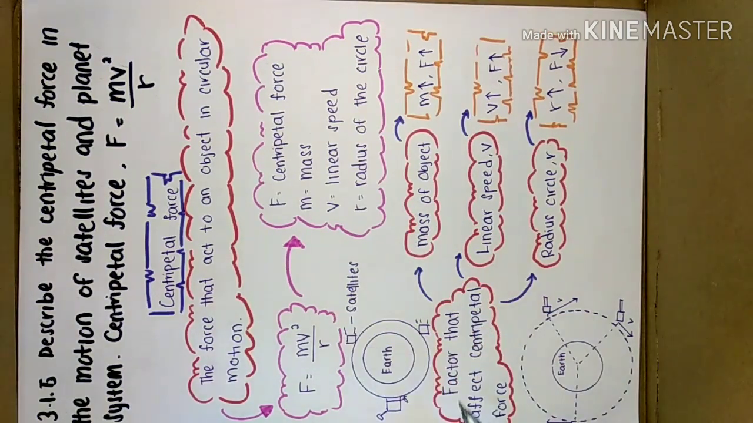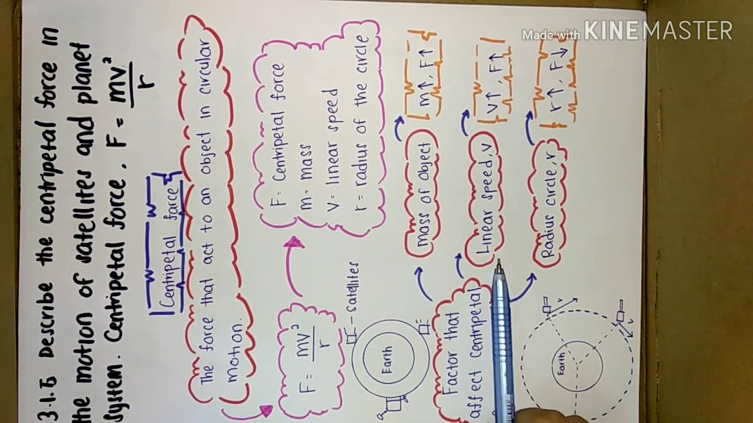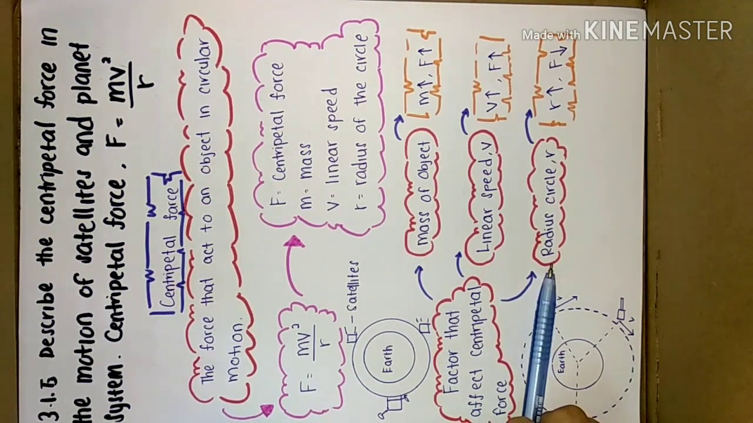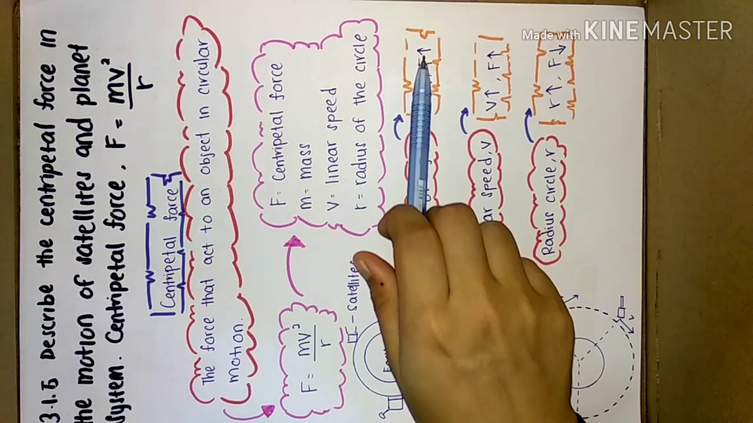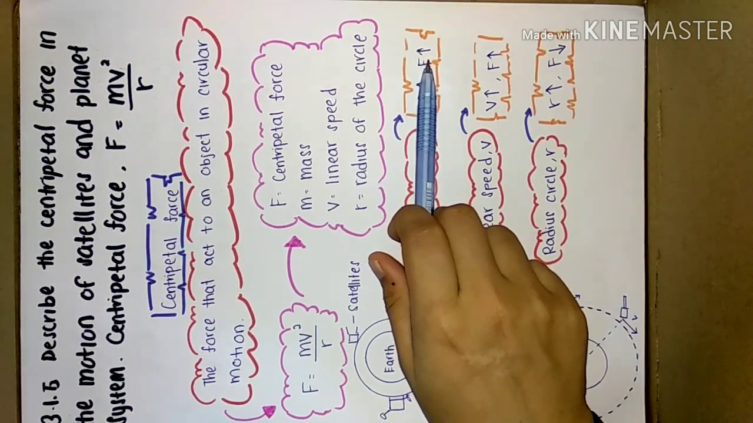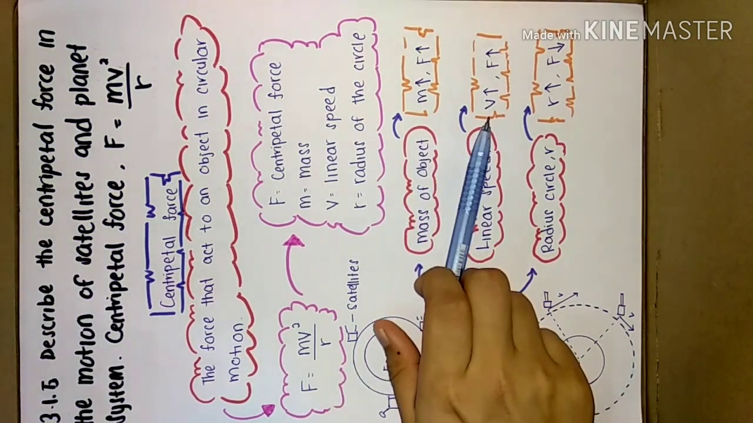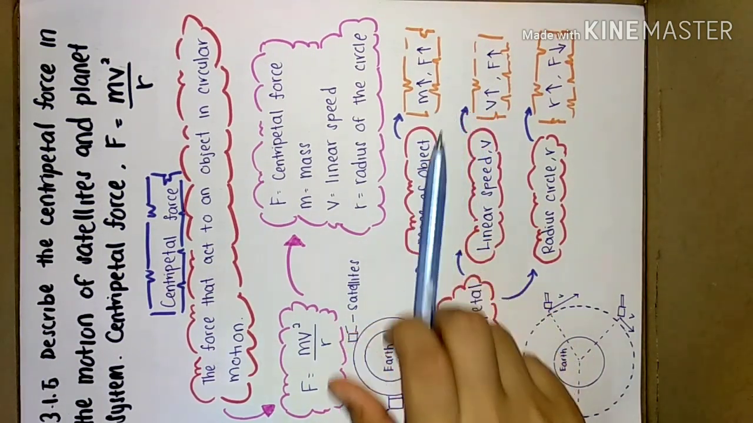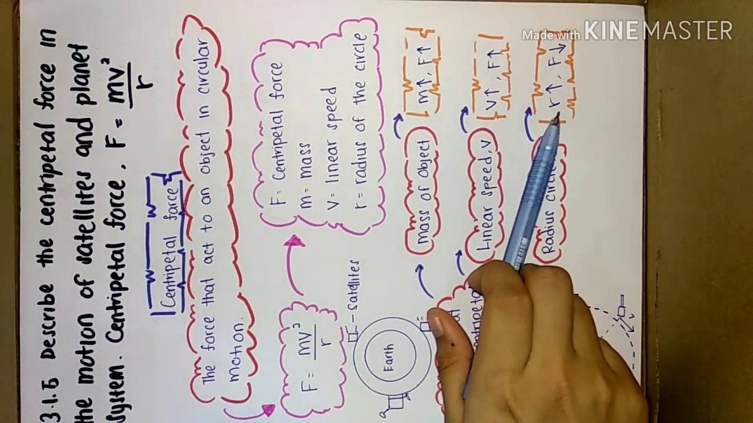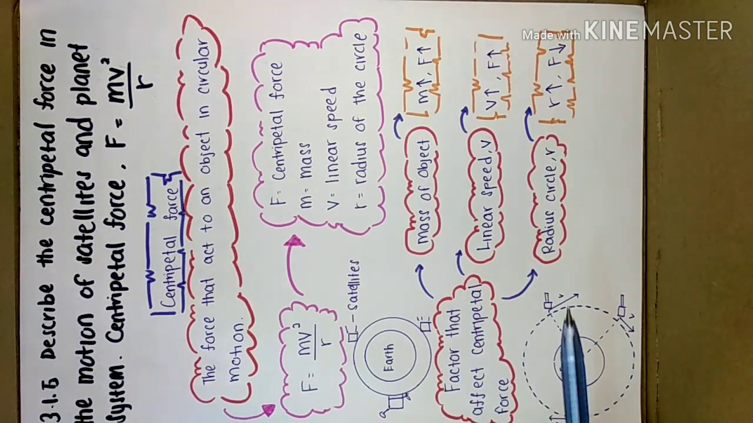Okay? So, the factors that affect the centripetal force, we have three factors. First one, we have mass of object. Next, we have linear speed. And third, we have radius of circle. Okay, for the mass, the relationship is if mass increases, the centripetal force will increase. But for the linear speed, when the velocity or the speed is increased, the force is also increased. But when the radius of circle is increased, the force will be decreased. Okay, this is the relationship for the factors that affect the centripetal force.